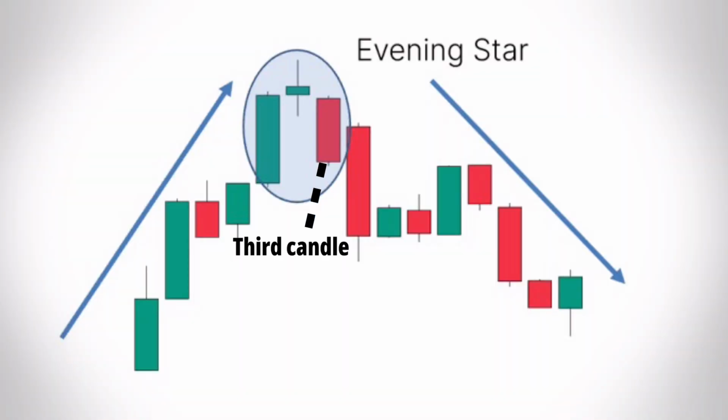Now, the third candlestick is a large bearish candle, which closes well into the body of the first candlestick. This candlestick confirms that sellers have taken control and the trend may be reversing to the downside. The evening star pattern is most significant when it appears after an extended uptrend, indicating that buying pressure is fading and a bearish trend could be starting.